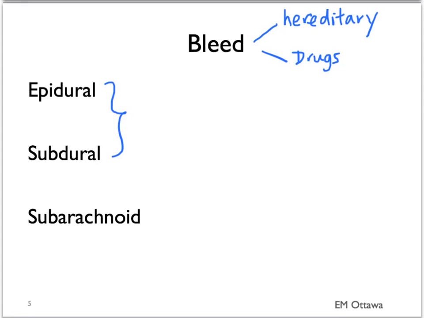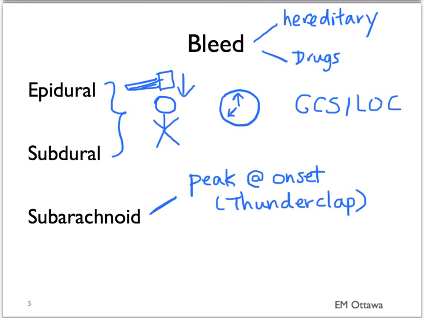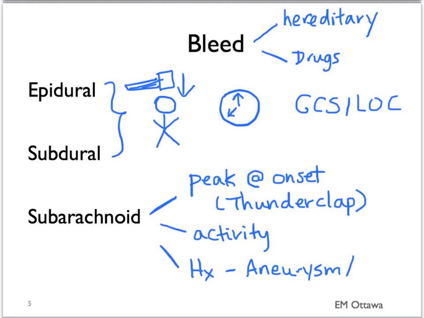For epidural and subdural bleeds, we need to know whether there is a history of head trauma, when it might have occurred, the GCS and level of consciousness of the patient at the time of the incident and compared to now. For subarachnoid bleed, we need to know the onset of the headache, whether it had peaked at the time of occurrence, also known as a thunderclap headache. The activity of the patient at the time of the headache, whether they're exerting or at rest, and whether the patients themselves or their family has a history of brain aneurysms or polycystic kidney disease.